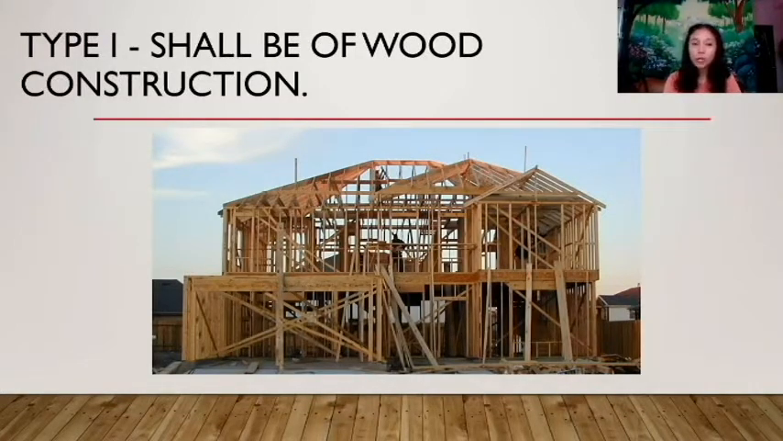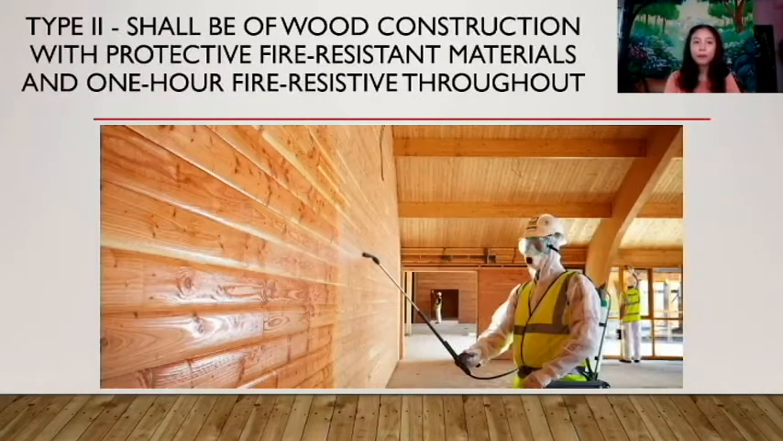As you can see in this picture, all structures are made of wood, and the structural systems may be any of the materials permitted by the code. So when your proposed construction is all made of wood, it shall be classified as Type 1.